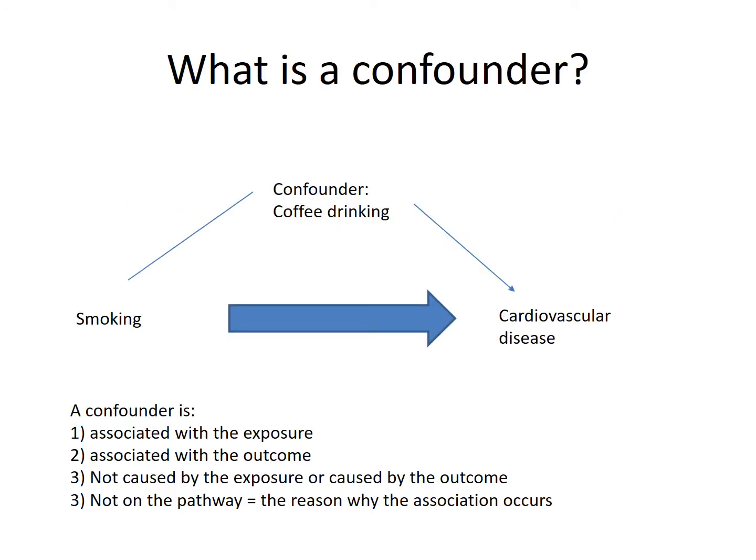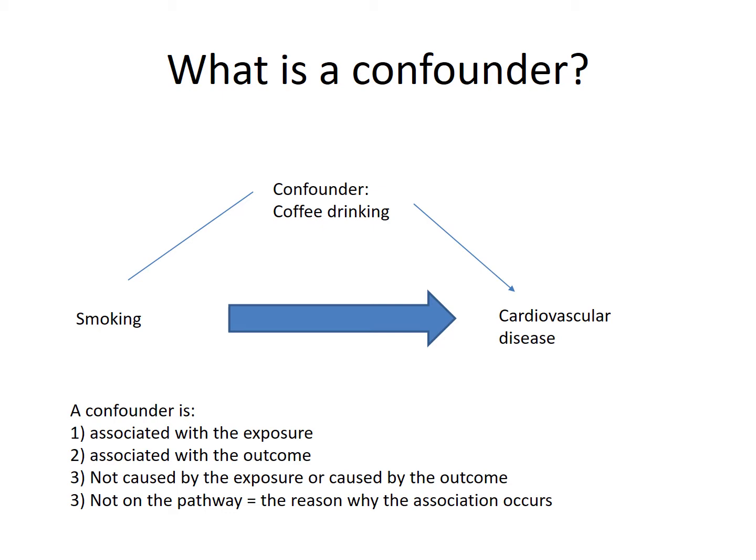So the first question is, what is a confounder? A confounder, put simply, is really just a third variable that messes up, confuses, confounds the relationship that you're looking at. So we talk about an exposure like smoking and an outcome like cardiovascular disease. I'm going to use that example to illustrate some key concepts about confounding.